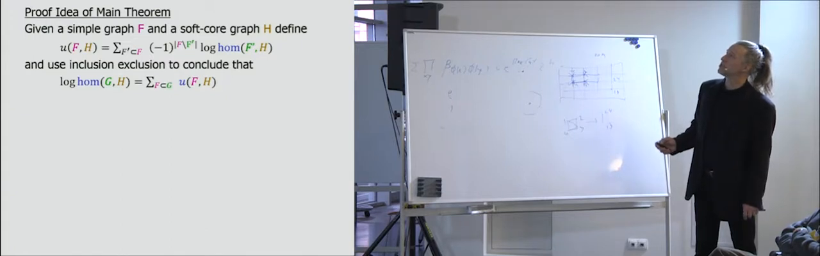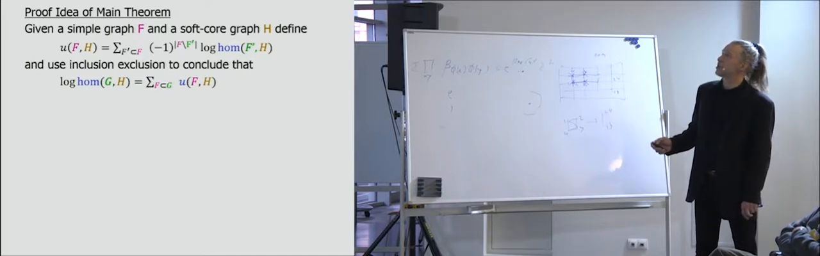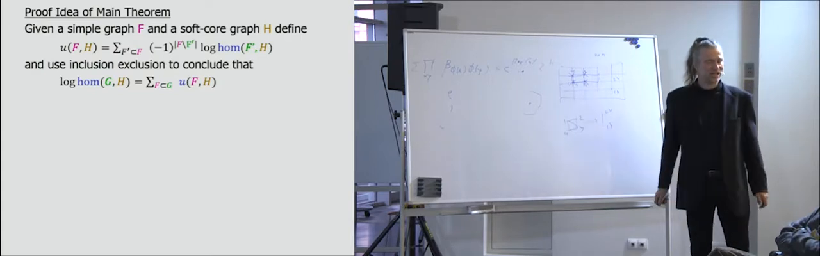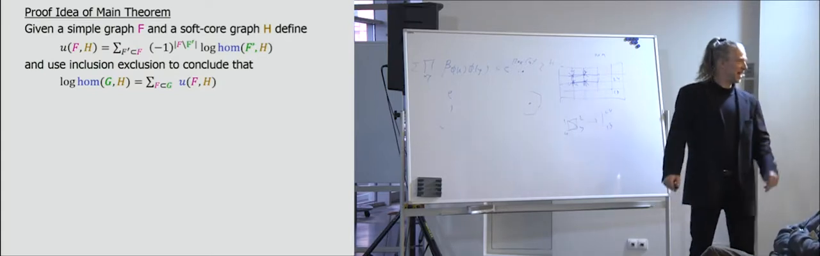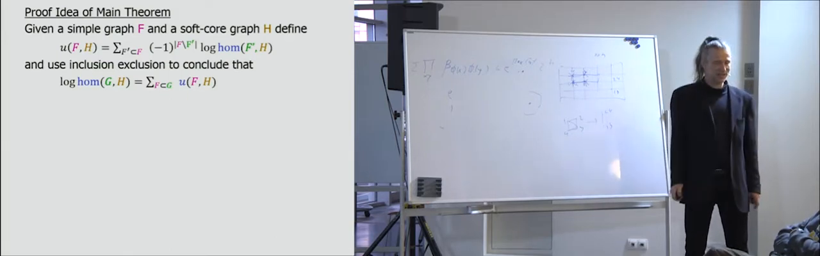If f equals g, then this is empty, so that gives +1, and you get again the log, so you actually get that term. And now the next term has a minus sign, but then there are more and more terms, and they all cancel each other out. If you have ever done any inclusion-exclusion, you will see that immediately.